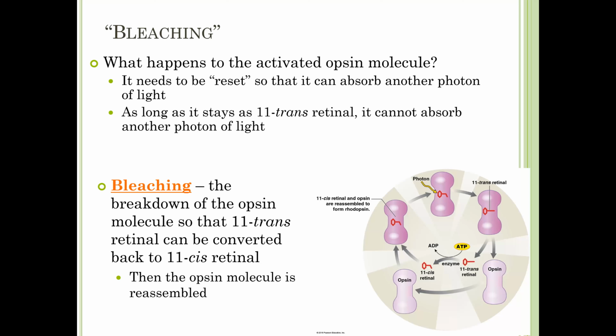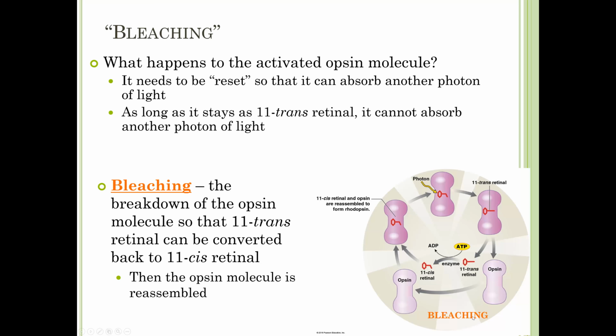So it has to undergo this process called bleaching, in which the opsin molecule is broken down so that the 11-trans retinol can be converted back to 11-cis retinol, and then the opsin molecule is reassembled. So if we look at this image from your textbook, we start here with the opsin and the 11-cis retinol, so this would be the starting normal condition. Remember that when a photon of light hits this molecule, it causes the 11-cis retinol to convert to 11-trans retinol. And then we're stuck like this until we undergo bleaching.